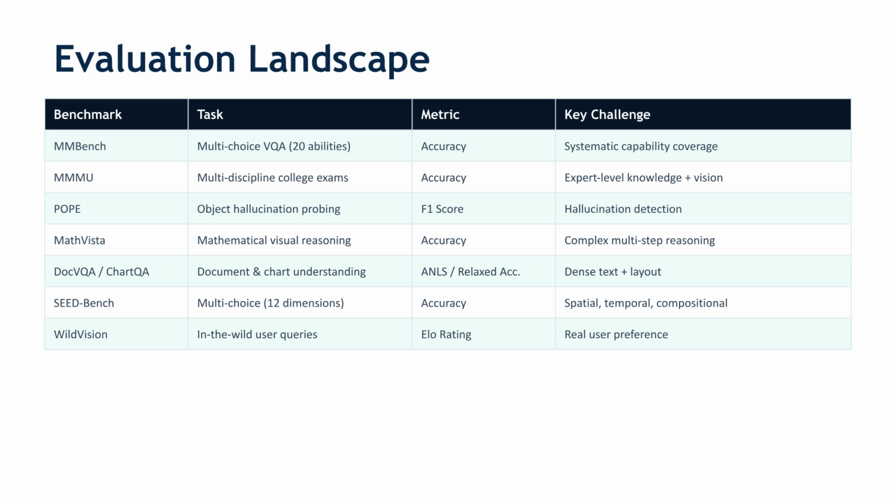There are important challenges in MLLM evaluation worth noting. Traditional benchmarks like VQA-V2 are approaching ceiling performance, making them less useful for differentiating models. The community is increasingly using LLM-as-judge evaluation where GPT-4 rates model outputs, but this introduces its own biases. Open-ended evaluation and user preference studies like WildVision and Chatbot Arena Vision offer more realistic assessment but are harder to standardize.